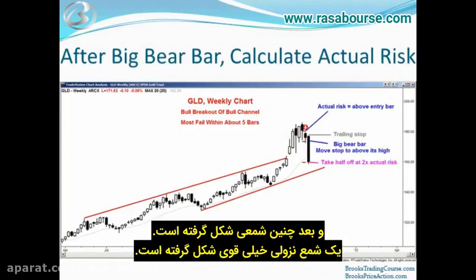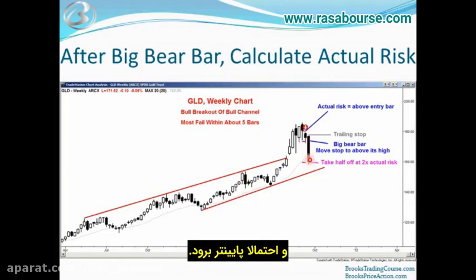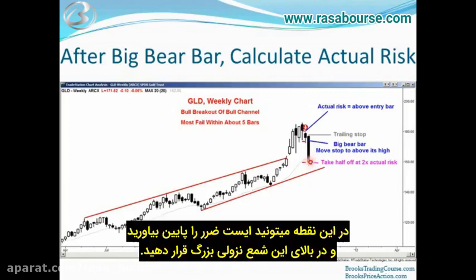So this is what you had on the bar after your signal bar. You had a very big bear breakout bar. So the market's probably always in short and probably going to fall more. At this point, you probably would trail your stop to 1 tick above the high of this big bear bar.